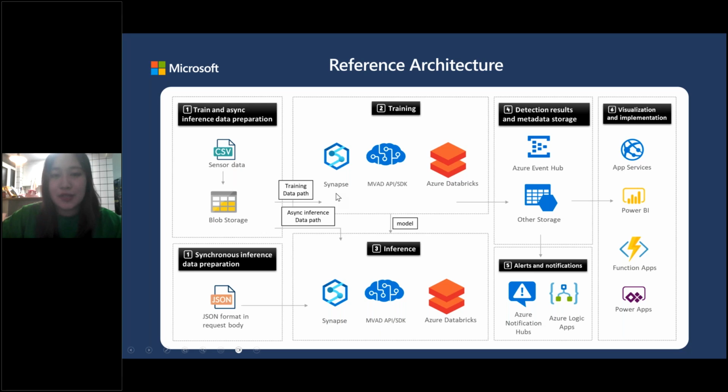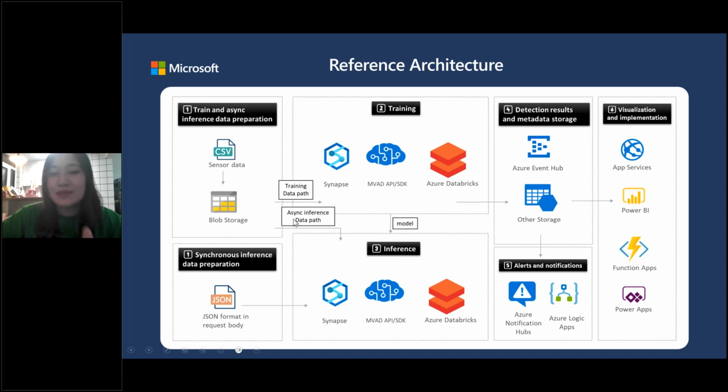You have different options, which I will also show you later. So you can choose one of the options that you are most familiar with and train a model. Then use another set of data to do the inference. You can use either asynchronous inference or synchronous inference, but these two kinds of inference have two different ways to prepare the data.